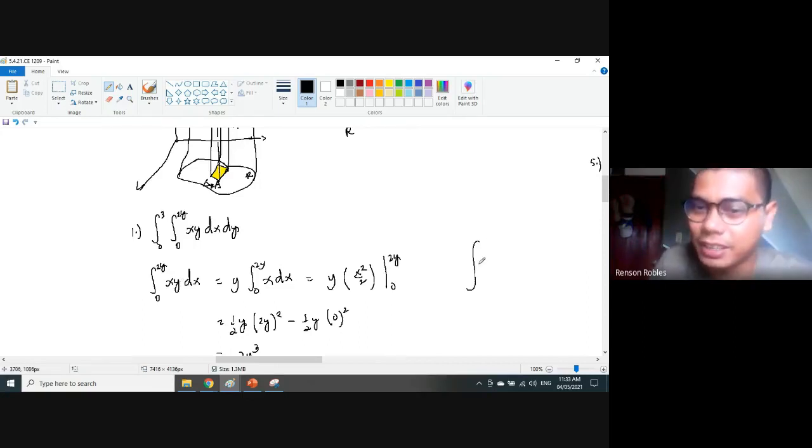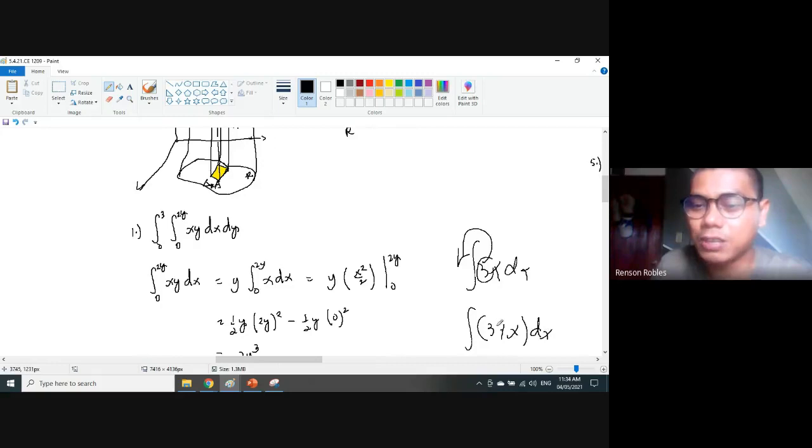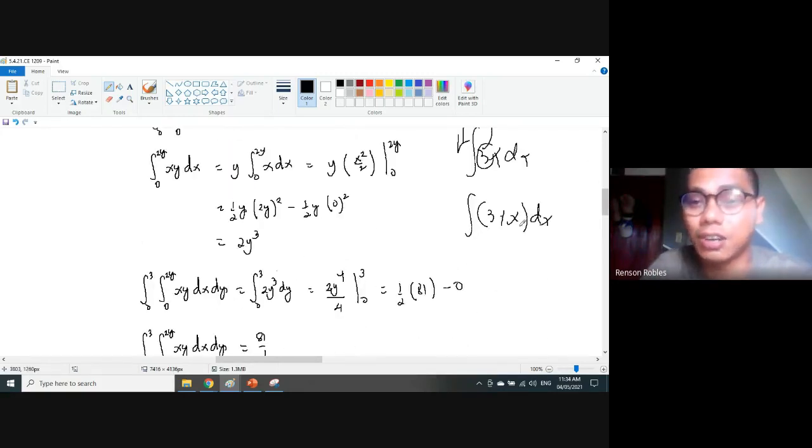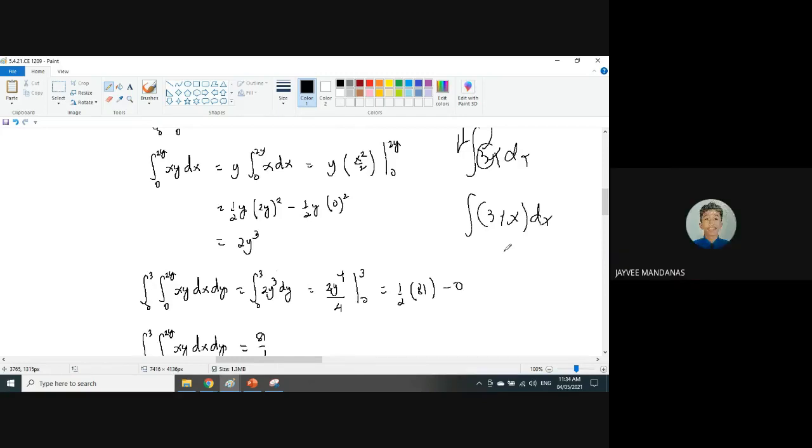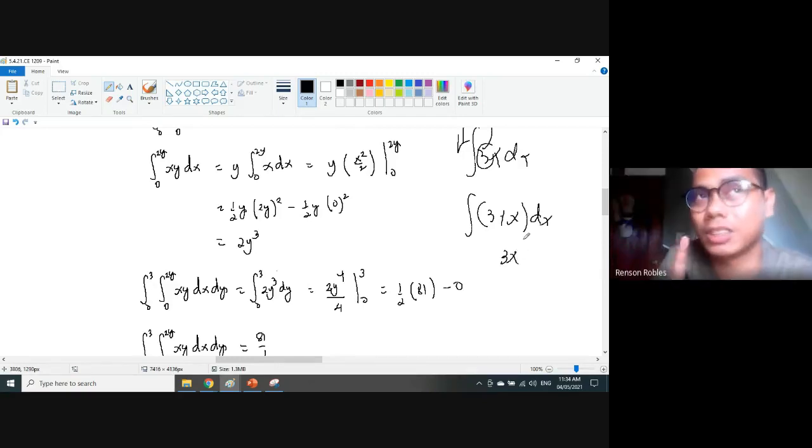Like this one, integral of 3x dx. This 3 can be thrown outside. Pero, if it is 3 plus x dx, wag niyong itatapon to sa labas. I-integrate natin. Okay, this is constant. How do you integrate 3 dx? 3x. What did you do?